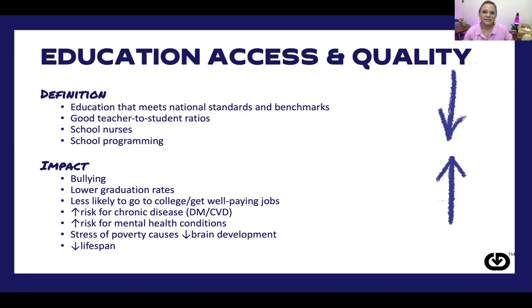Patients who do not have access to good quality education can experience bullying, lower graduation rates, they're less likely to go to college, and then less likely to get well-paying jobs. They're at higher risk for chronic diseases like diabetes and coronary vascular disease. They're at higher risk for mental health disorders. The stress from poverty can cause decreased growth and brain development, and they're also more likely to have a shortened lifespan. So you can see that education really impacts all areas of life.